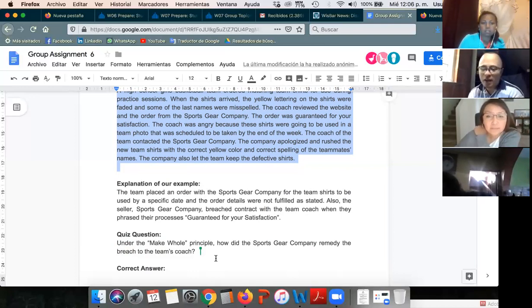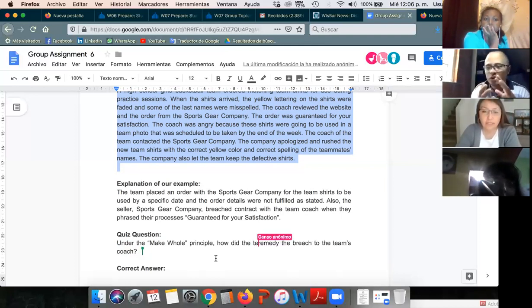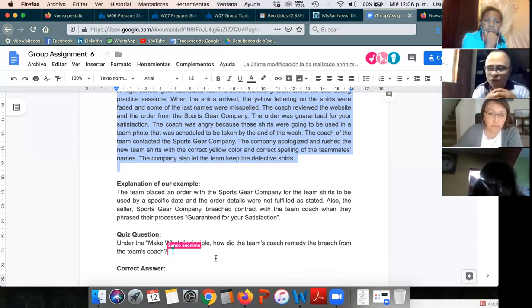I like the make-whole principle. I want to put all together the make-whole principle and the topics of how the seller causes this breach. I don't know how to do that.